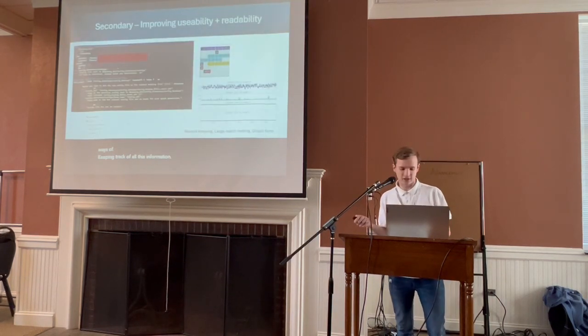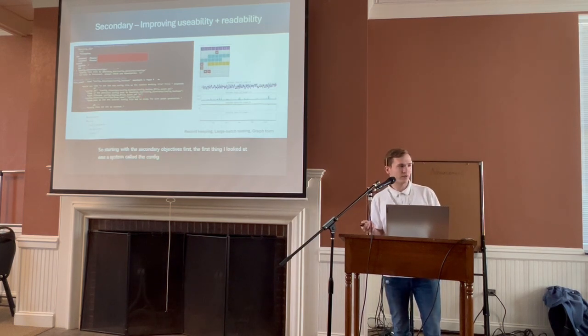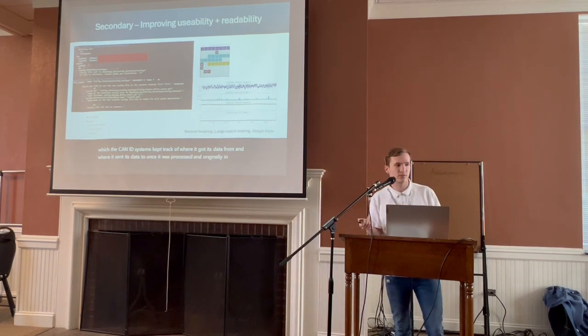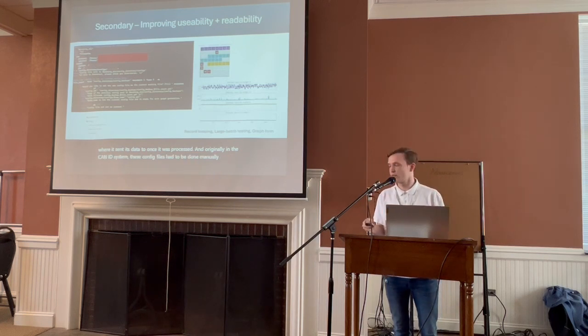So starting with the secondary objectives first. The first thing I looked at was a system called the config files. The config files were the way in which the CAN ID system kept track of where it got its data from and where it sent its data to once it was processed. And originally in the CAN ID system, these config files had to be done manually. You would have to go into the file and manually change information.